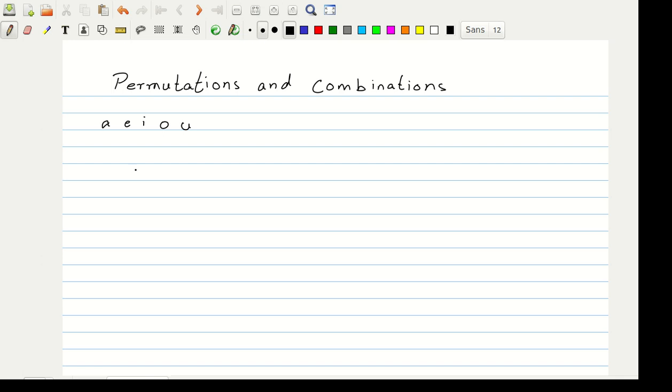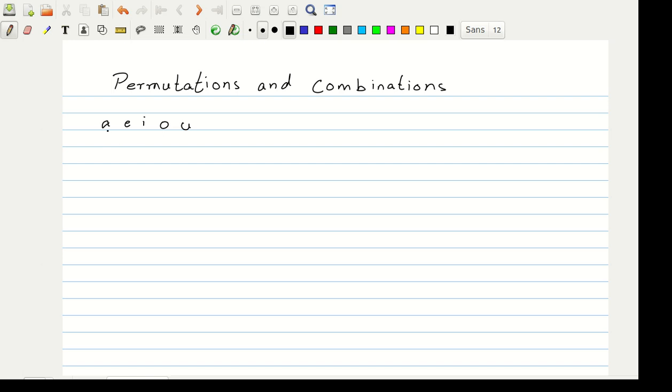Okay, so in this video we are going to talk about permutations and combinations, and we will solve some problems from Hall and Knight higher algebra. Before we actually delve into what the problems are going to be, we should first be clear about what we mean by permutation and what we mean by combination.